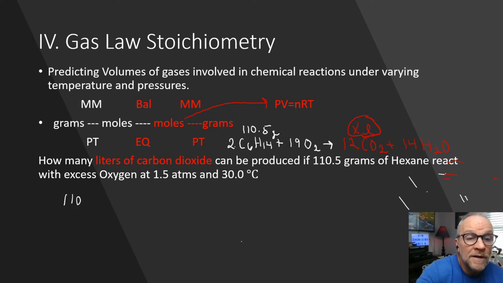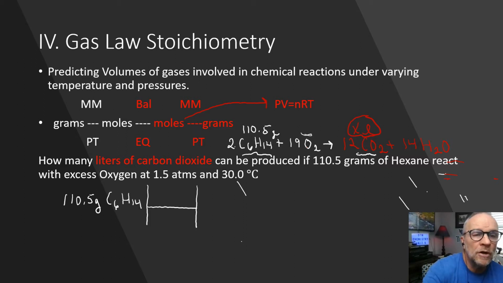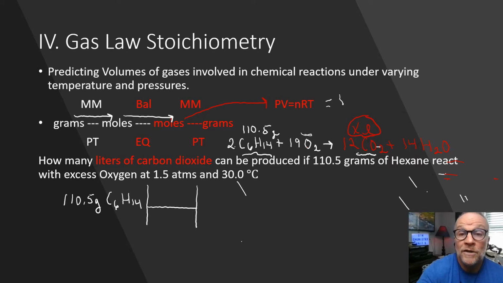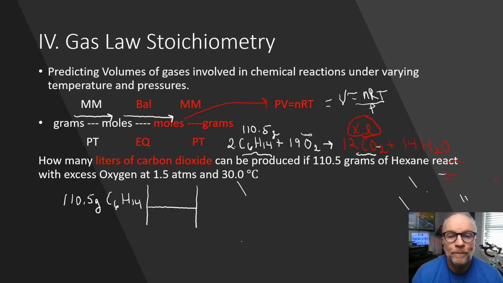We have 110.5 grams of hexane, C6H14. So we're going to go from grams to moles, then moles to moles, and then finally we will convert our molar amount to a volume amount using PV is equal to nRT. So we'll just rearrange that. Volume will be equal to nRT over the pressure. Okay. But first we've got to go from grams to moles.